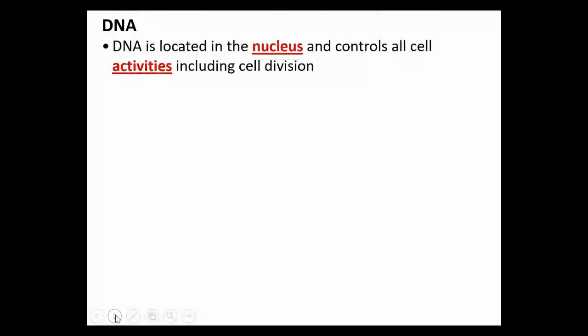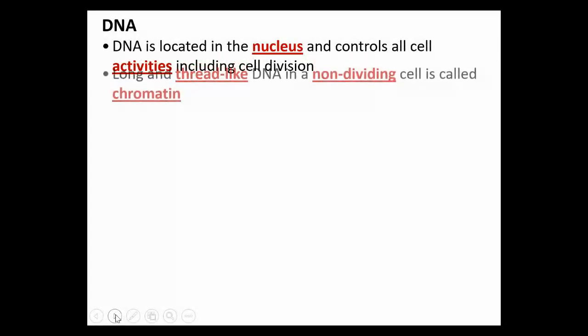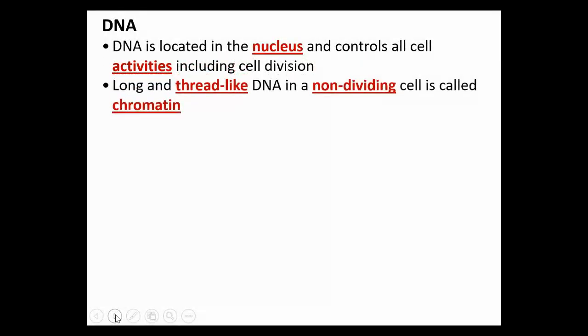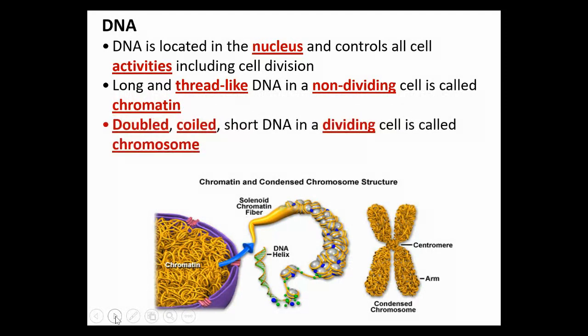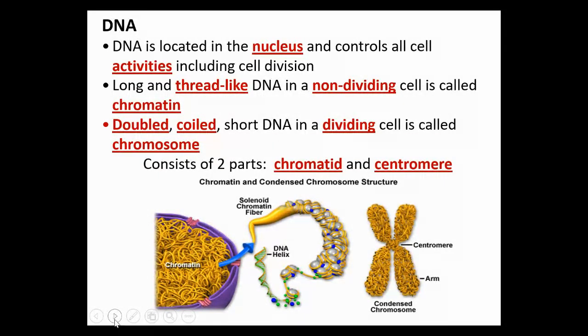So if we talk a little bit about DNA, it's located in the nucleus. It controls all the activities of the cell. It's thread-like, and in a non-dividing cell, it's called chromatin. Double-coiled, short DNA in a dividing cell is called a chromosome. Okay. And the chromosome consists of two parts, that is the chromatid and the centromere. The chromatid is like the V part, okay, and the centromere is the center that kind of holds it all together.